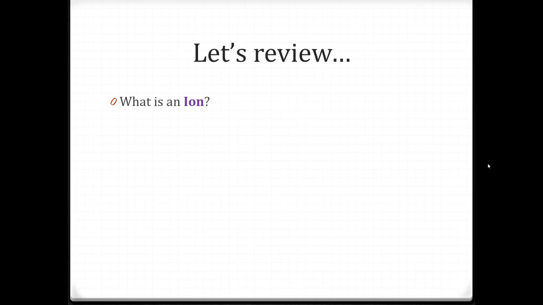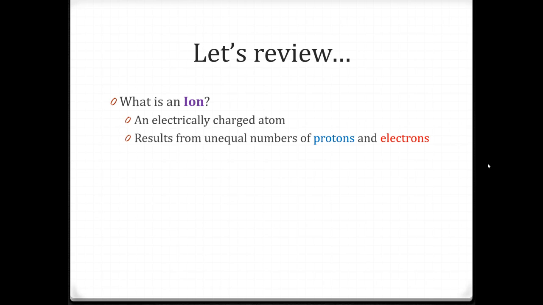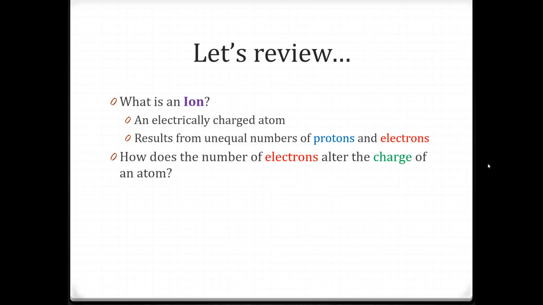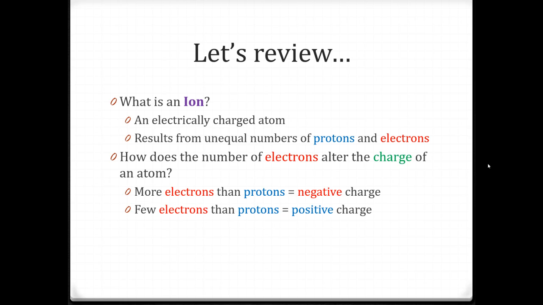First, what is an ion? Make sure that we're up to date on what an ion is. Remember that an ion is an electrically charged atom, meaning the atom itself has an unequal number of protons and electrons. For example, if we have an oxygen with a -2 charge, that's an ion, and we have 2 more electrons than we have protons. So how do the electrons alter the charge of an atom? More electrons gives you a negative charge, fewer electrons gives you a positive charge. This should all be review for you.